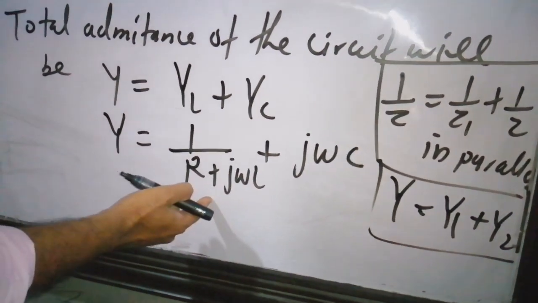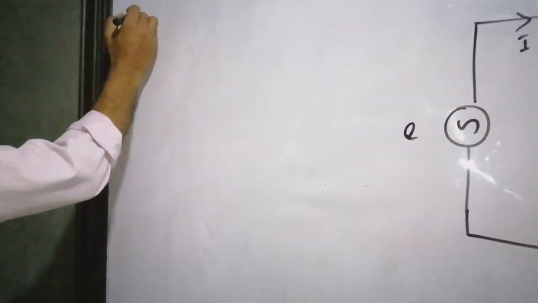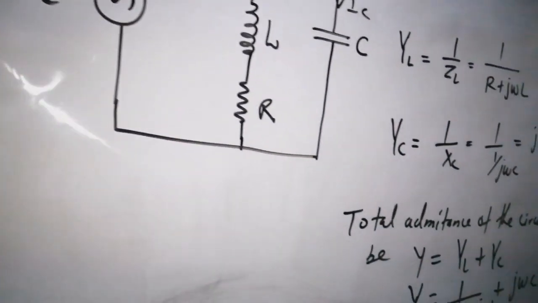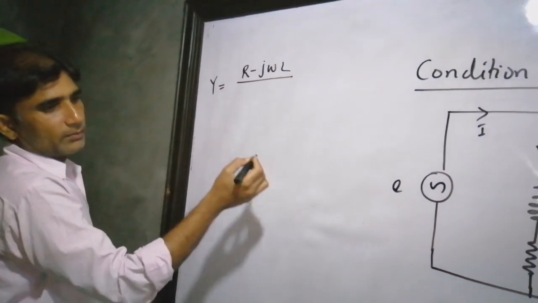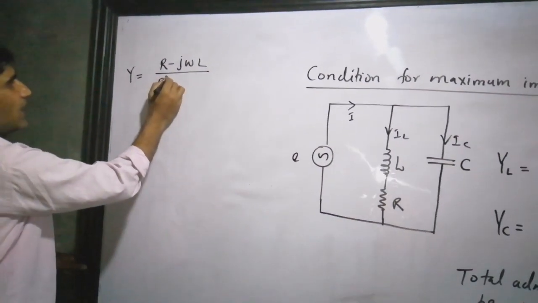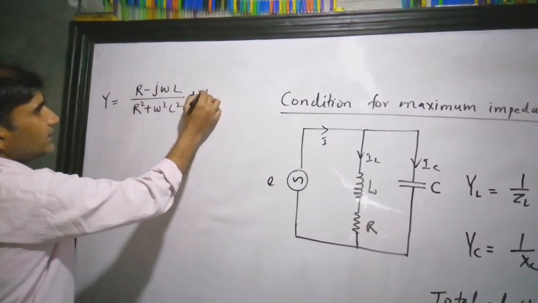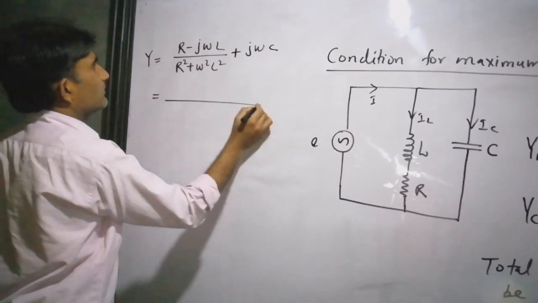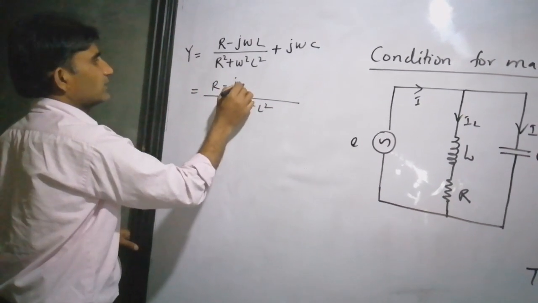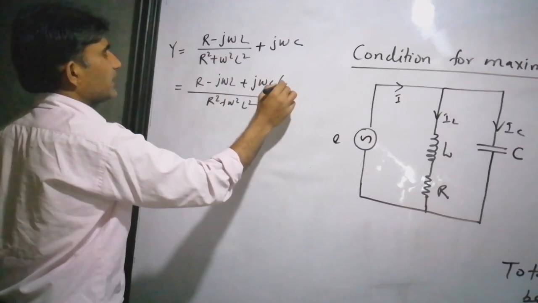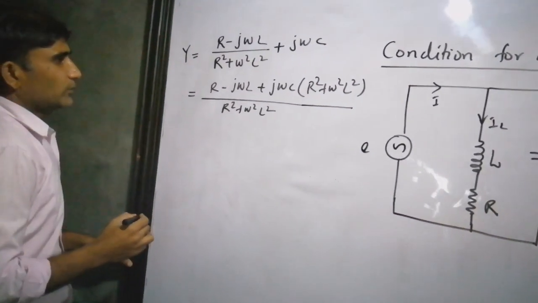Here this is a complex quantity, so I have to rationalize it for better calculation. Let's see what we get. Y equals, we multiply by the conjugate, so R minus j omega L over, in the denominator, R square plus omega square L square. Next we have this j omega C. Now we can take the LCM, so R square plus omega square L square gets cross multiplied, and here is j omega C times R square plus omega square L square. Up to here we don't have any problem.